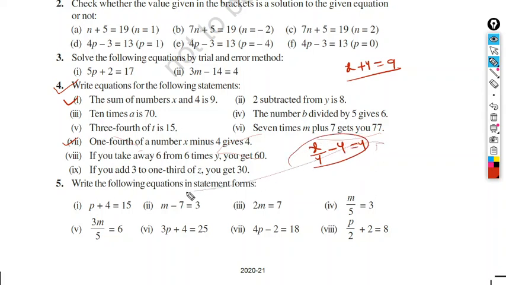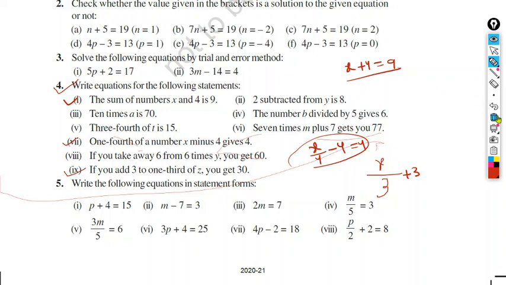We will do another one. Part ix: if you add 3 to 1/3 of z, you get 30. So if you add 3 to 1/3 of z, you get 30. So 1/3 of z, that means z divided by 3. Okay, z by 3, 1/3 of z. If you add 3, that means plus 3, z by 3 plus 3.